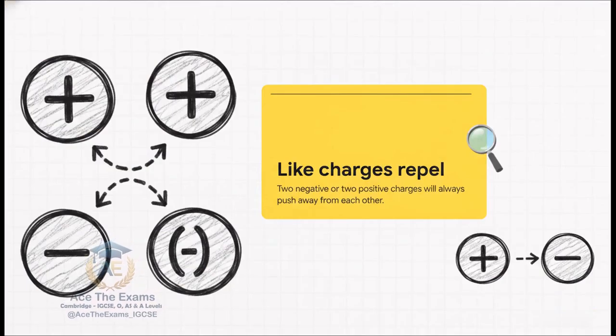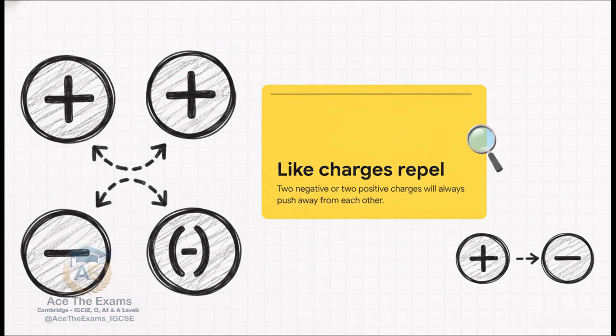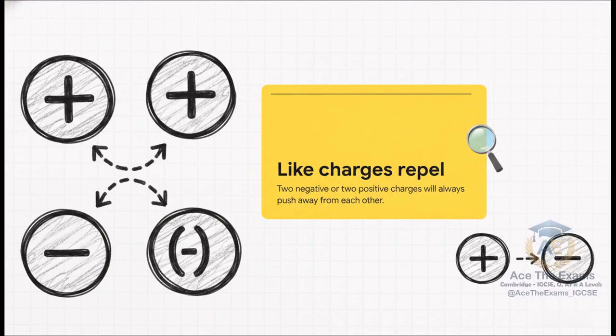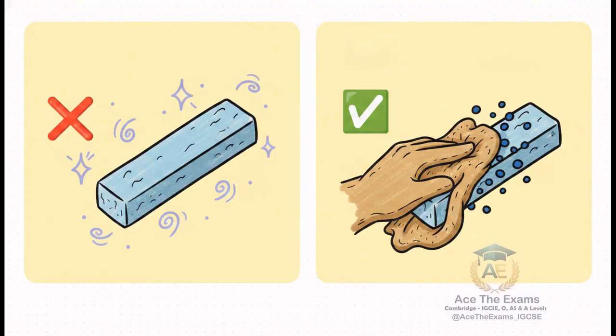Here is your essential scientific reasoning. It's just a fundamental law of physics. Like charges repel. This simply means 2 negative charges, or 2 positive charges, will always push away from each other. Conversely, a negative and a positive charge, unlike charges, will attract each other. Whenever you describe the movement of those strips in the paper stirrup, this exact law is the scientific reasoning you must explicitly state.